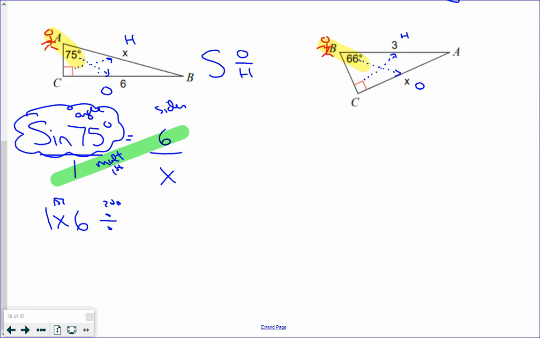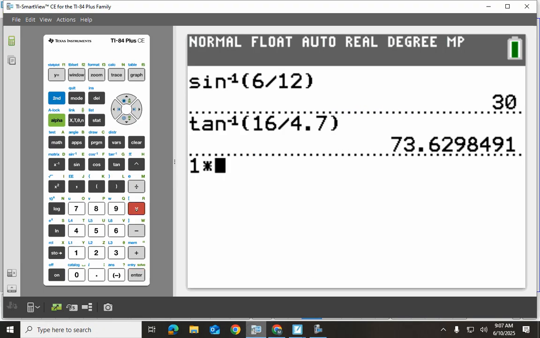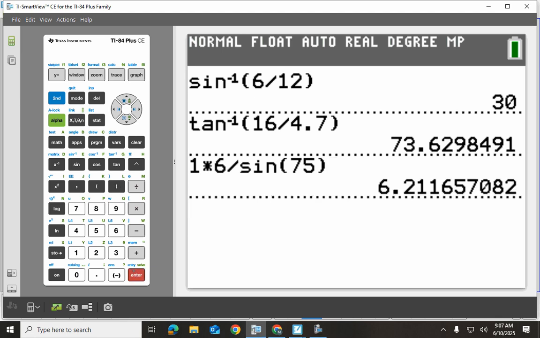So 1 times 6, divide by sine 75. You do not hit second because you're not looking for an angle. So 1 times 6 divided by sine 75. Okay? So cross multiply, then divide. So nearest tenth, 6.2.